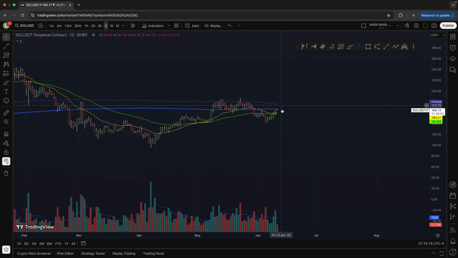Here is your daily right at resistance. If you can get a daily close above 167, I'm looking at 175 as the next level of resistance.